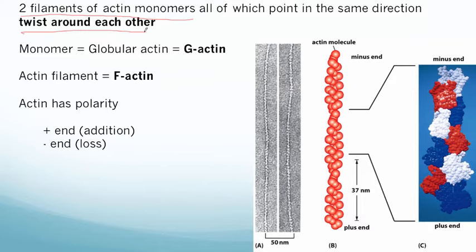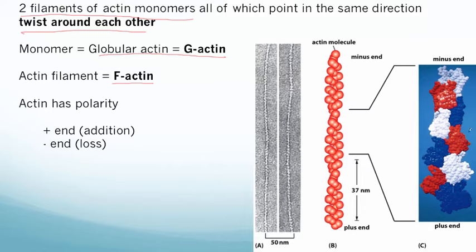So again, they're made up of monomers, just like the microtubules are, and just like the intermediate filament proteins are. And the monomer is called globular actin, or G-actin. And when put into filament form, we call it F-actin for filamentous actin. Okay? So we're not going to go over the crystal structure of actin, but it does look different on one side than the other, so therefore actin has polarity. So actin has polarity where one end of the molecule looks different than the other end.